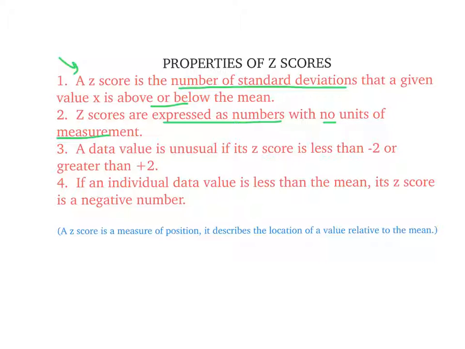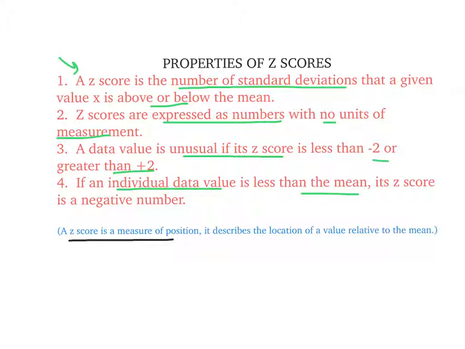It's just the z-score. Number 3, a data value is unusual if it is less than -2 or greater than +2, if the z-score falls over there. And number 4, if an individual data value is less than the mean, the z-score is a negative number. You can have negative z-scores, and that's fine. That just means, if you're thinking about your normal curve, it's to the left of the mean instead of to the right.